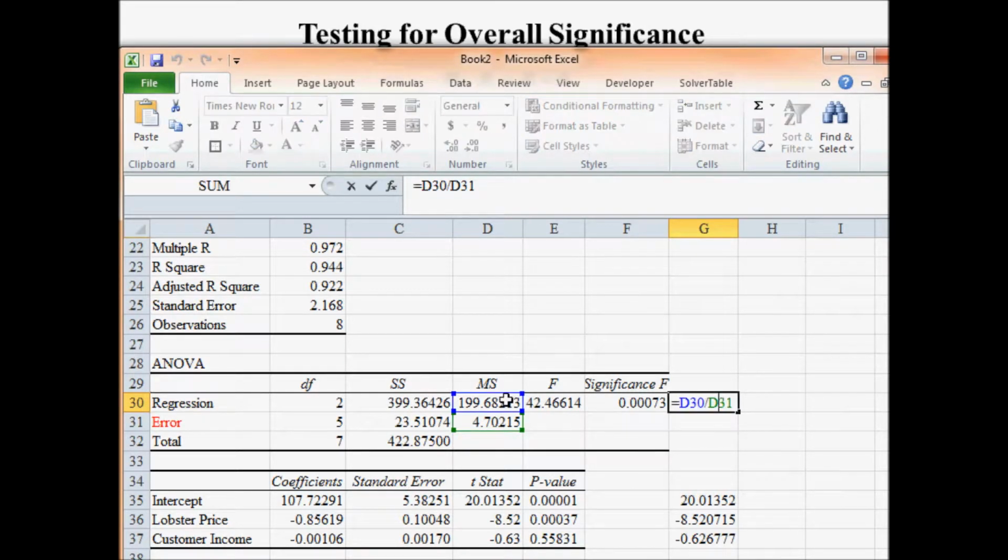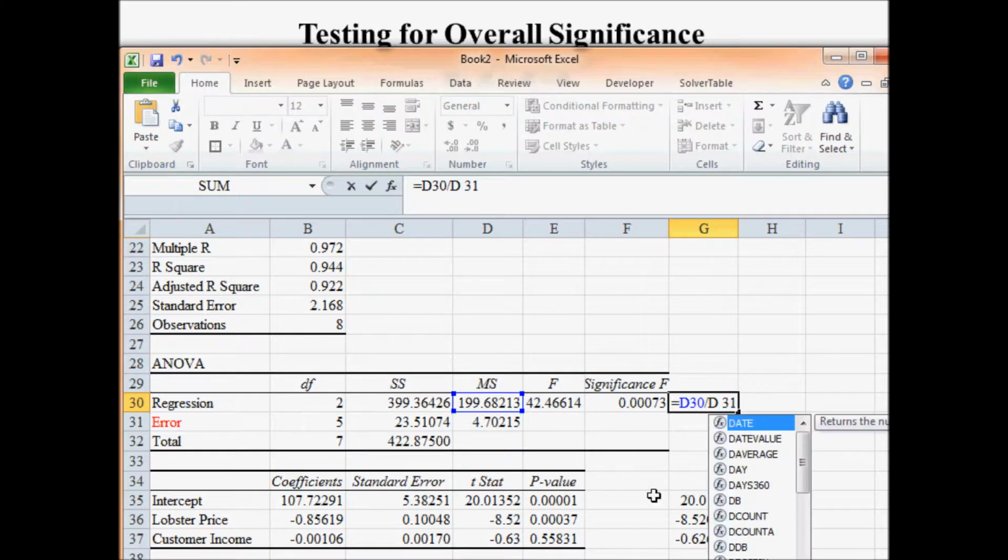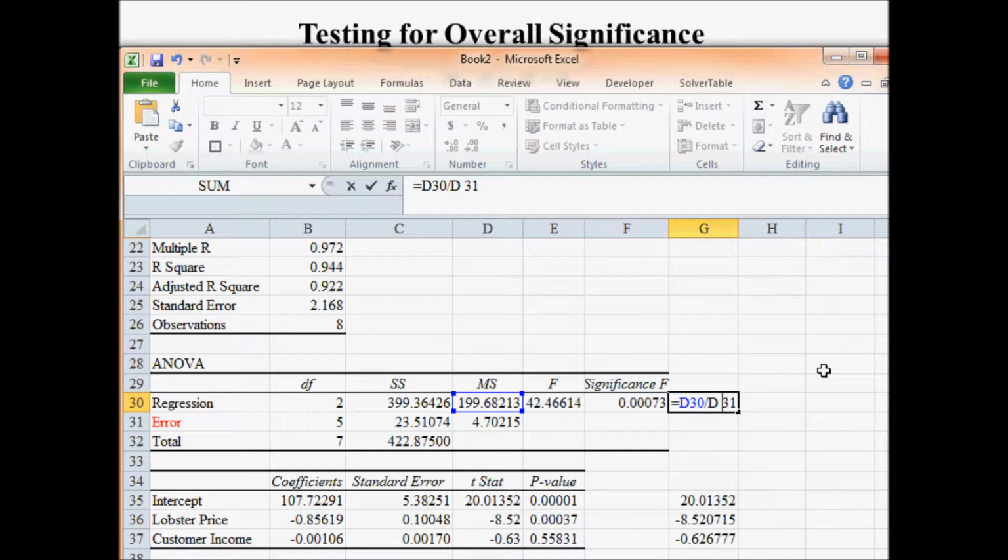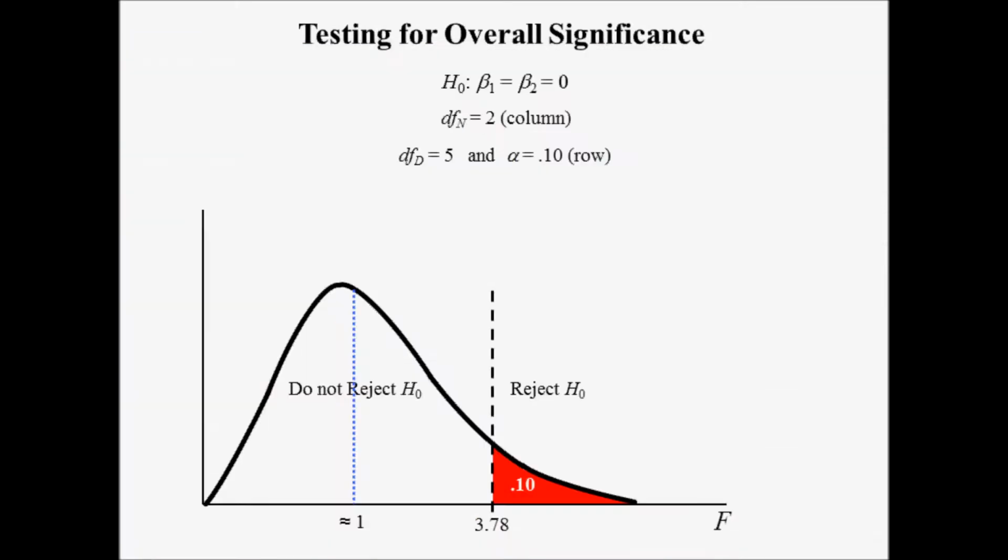Again, it's the ratio of 2 variances, and we're essentially asking the question, is the variance of y hat greater than the variance of the errors? With an F-stat of more than 42, we're clearly in the upper tail of the F distribution. So that 42.466 says the MSR, the variance, if you will, of y hat is much, much, much larger than the variance of the errors.